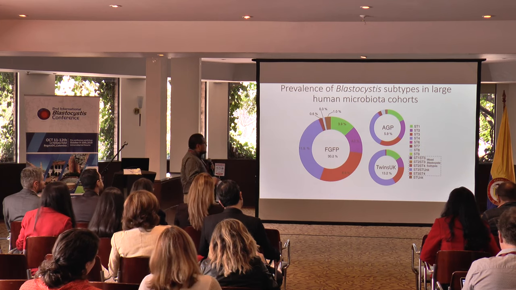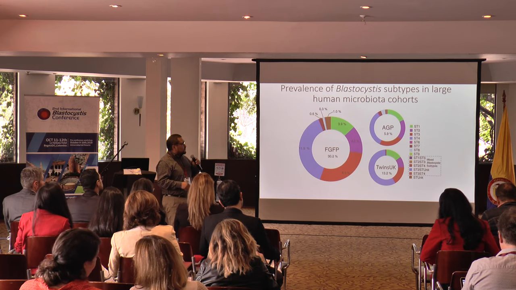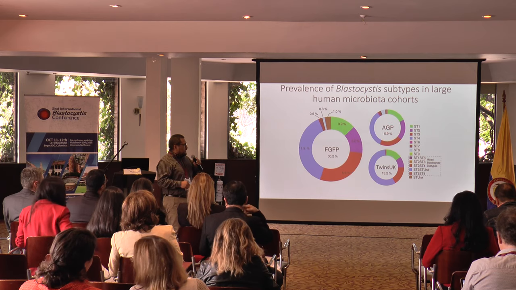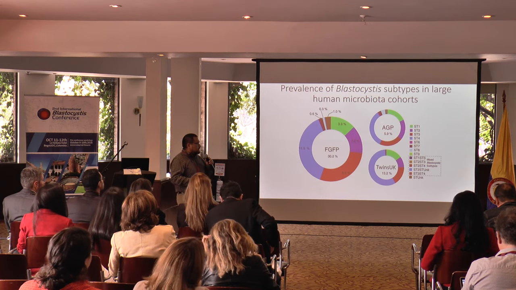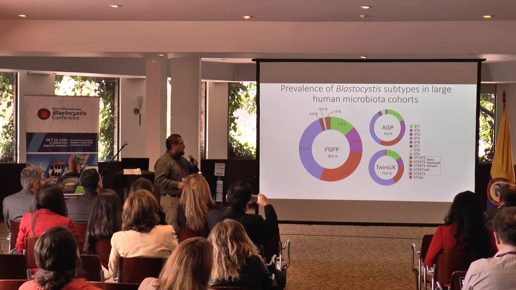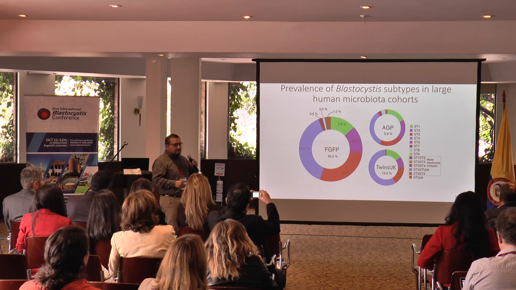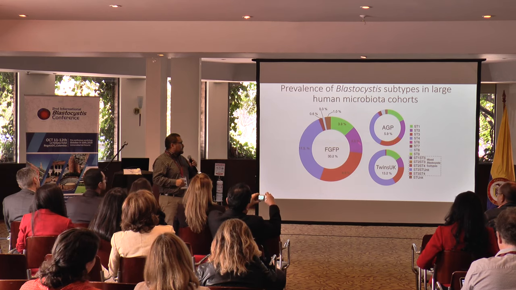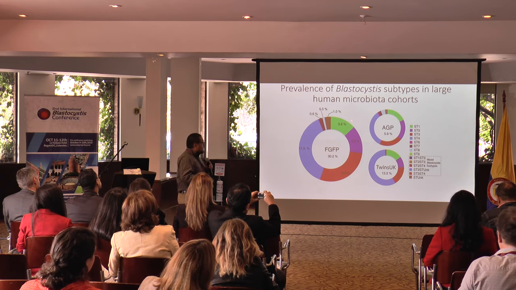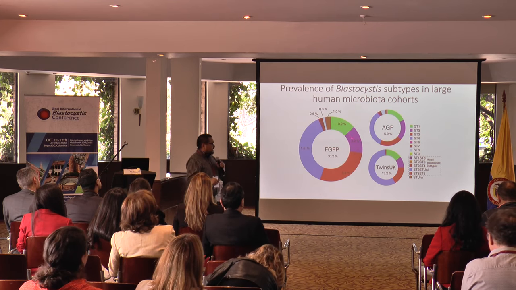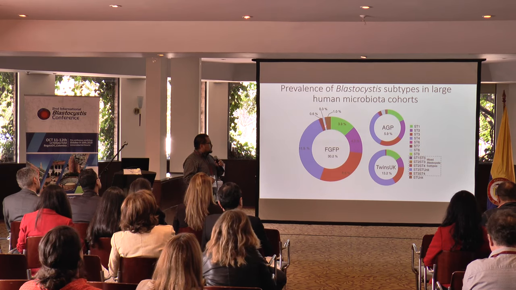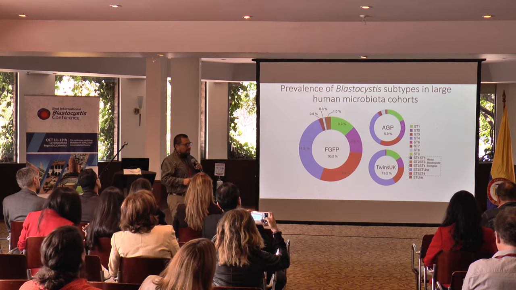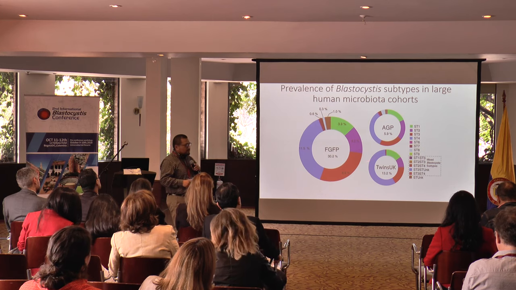Now, just to put these results in context, I reanalyzed the data from two other large microbiome projects. One is the American Gut Project, a project in the US, and a cohort from the UK. And as you can see, in terms of prevalence, the most prevalent subtypes are 1, 2, 3, and 4 in the three cohorts. And in the Flemish Gut Flora Project, we find the first four subtypes in addition to subtype 7 and subtype 8. And there are some subtypes that we were not able to identify or classify based on the sequence information that we generated.